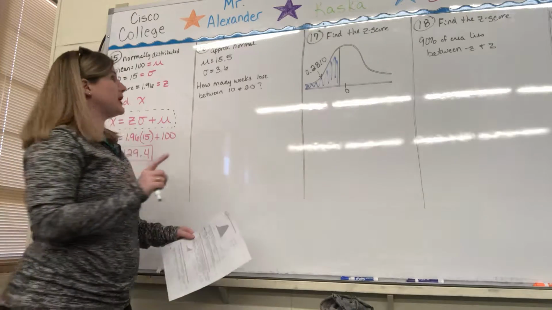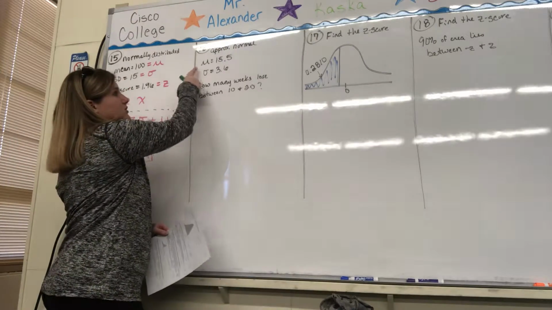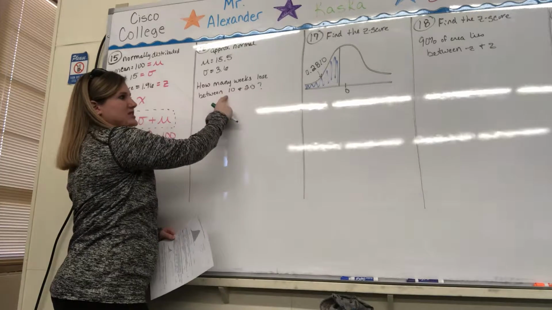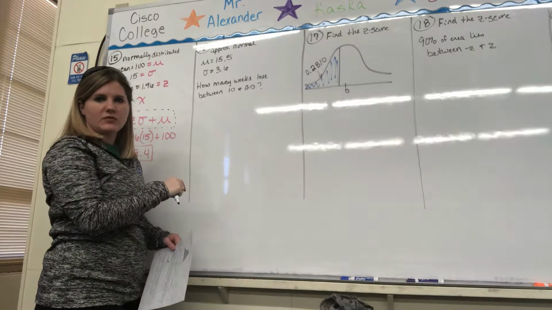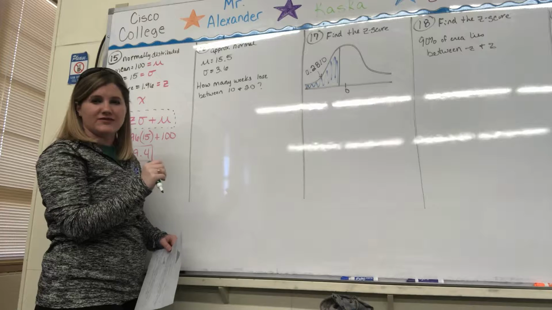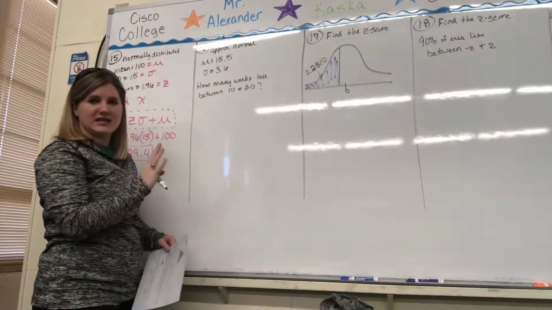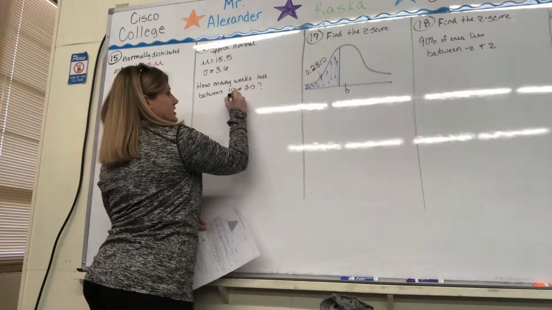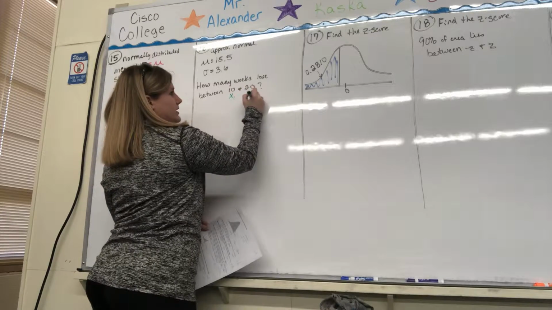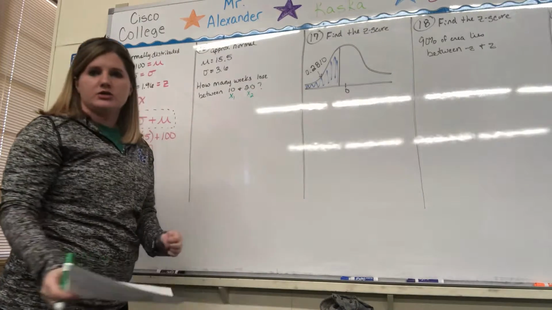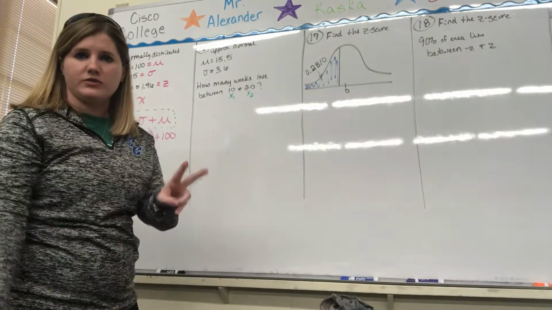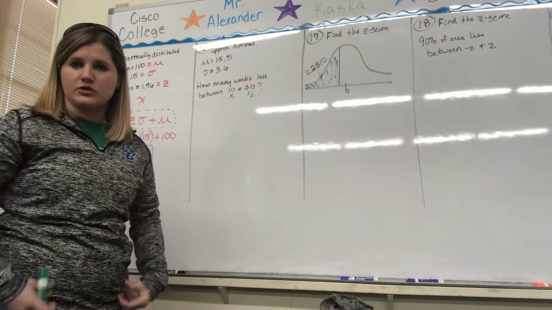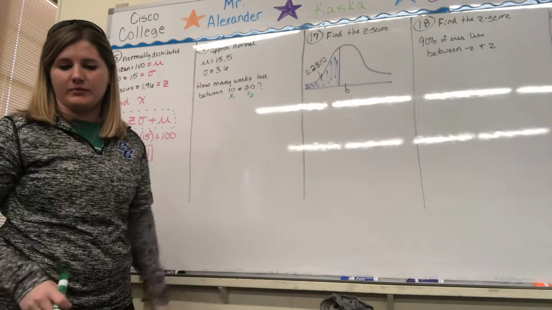Okay, so let's think about what we have. We have mu, we have sigma, and then these two values, 10 and 20. So are those x values or z values? It doesn't say z-scores anywhere in this one, so these are actually x values. So I'm going to label them x1 and x2. Since we have two values, we need to change these over to z-scores so we can actually do stuff with them.